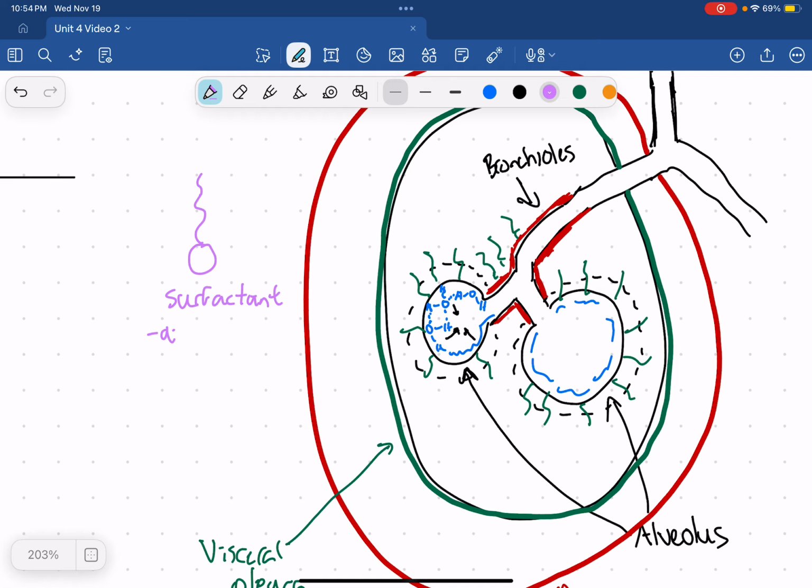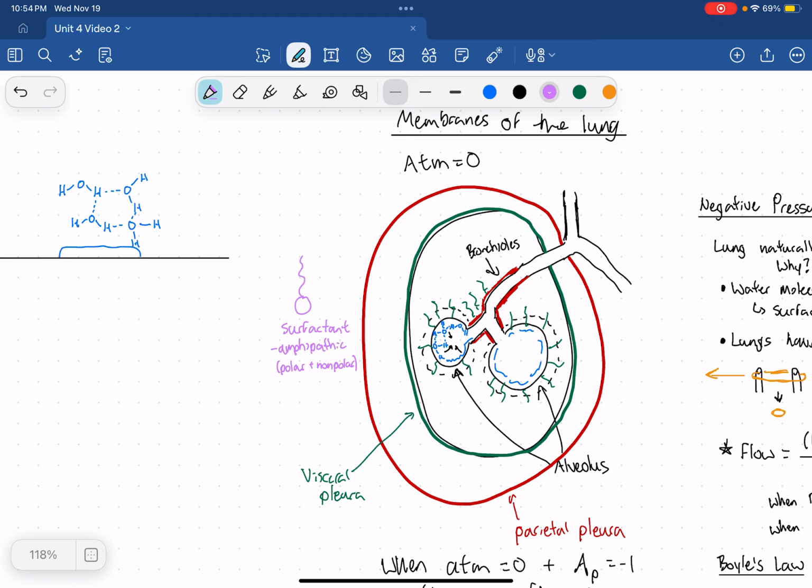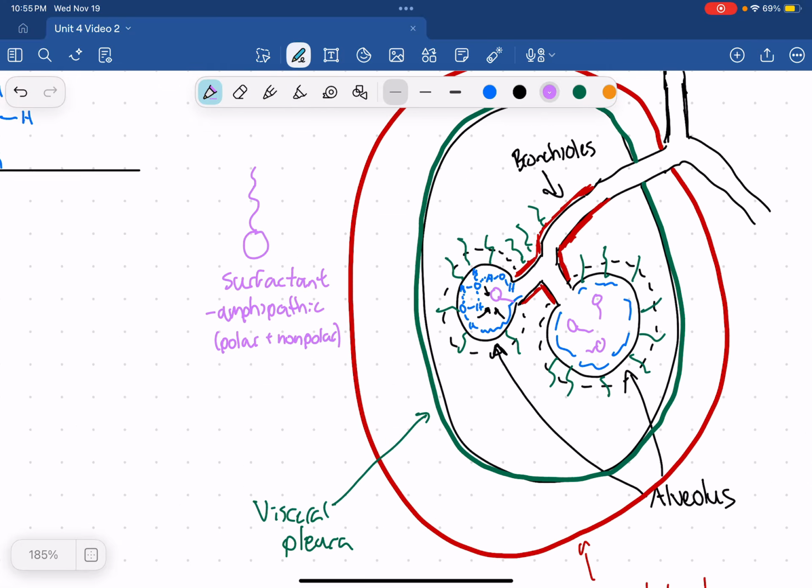It is amphipathic, meaning it has a polar and non-polar region. And so, if we throw surfactant into the lungs, it's going to help to weaken surface tension.